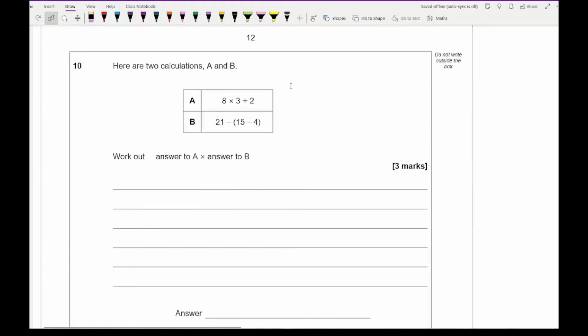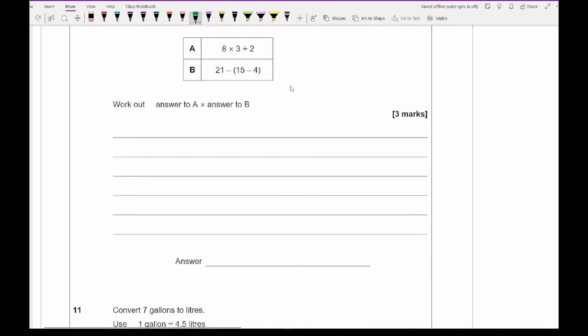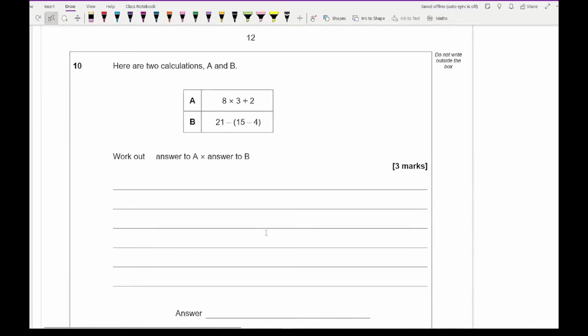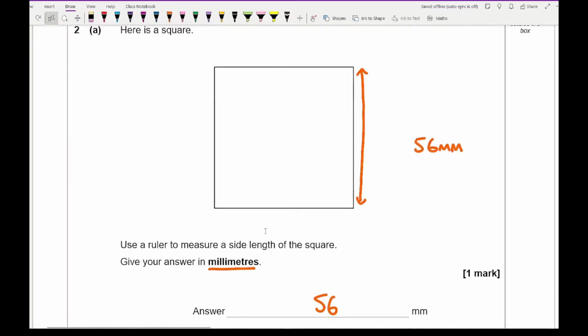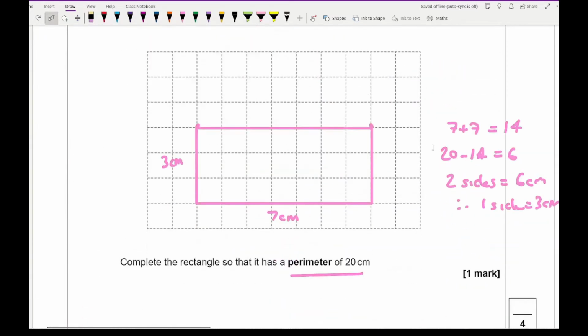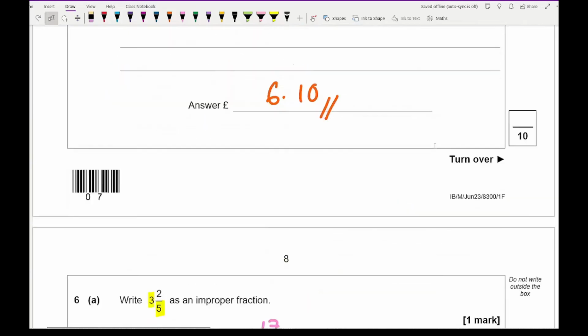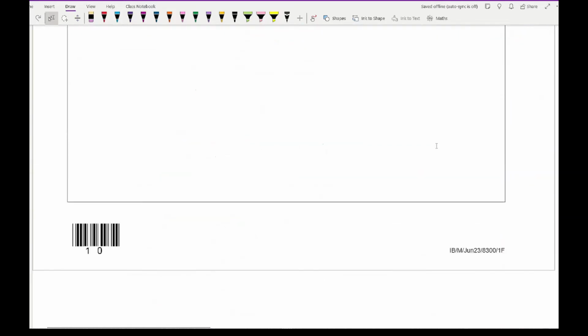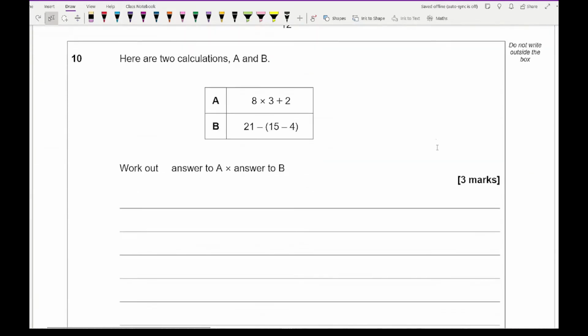Moving on to question 10, it says here are two calculations for A and B. A equals 8 times 3 plus 2 and B equals 21 minus (15 minus 4) in brackets. And the question is asking us to work out the answer for A times B. Now if I just zoom in so we can see that on the calculator, of course it's going to reset. So let me just scroll quickly back down to the question that we were doing, which is there.